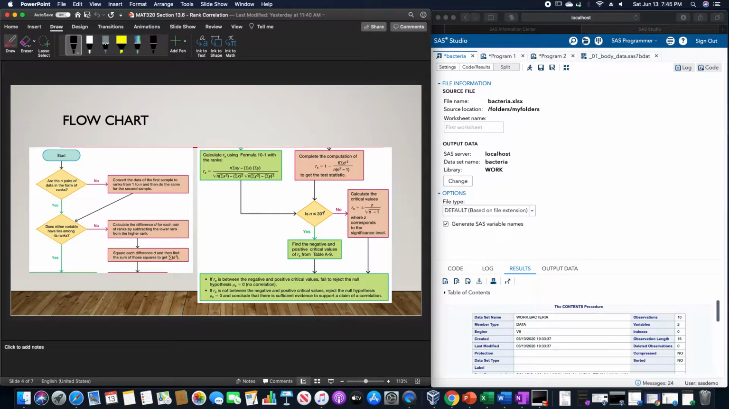If n is less than or equal to 30, we find the negative and the positive critical values of R sub s from table A9, and then run our hypothesis test. Otherwise, we use R sub s is equal to plus or minus z divided by the square root of n minus 1. If R sub s is between the negative and positive critical values, we fail to reject the null hypothesis. Otherwise, we reject the null hypothesis.